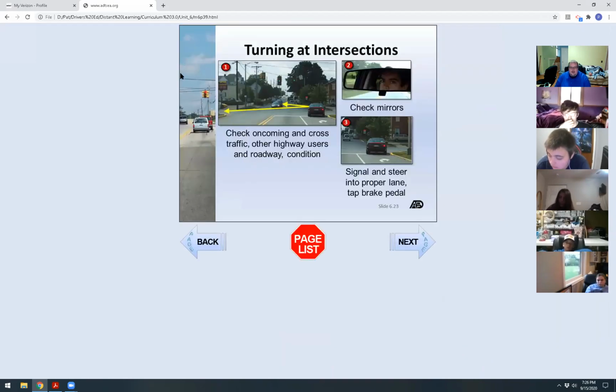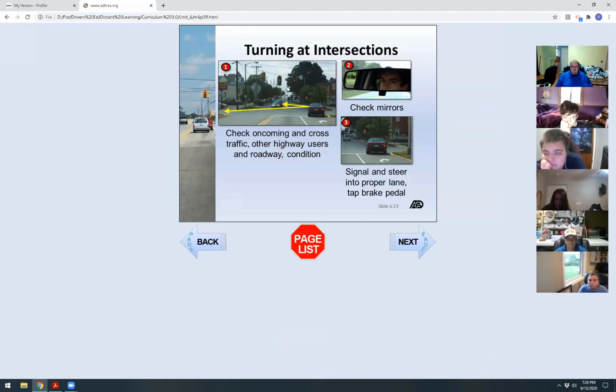All right, turning at intersections, some things to consider. First off, we're going to check oncoming and cross traffic and other highway and roadway users. So you're making a right at a light. You got a green light. Okay, green says we can go straight, it says we can go right, and we can turn left on a green light if no oncoming cars are coming.